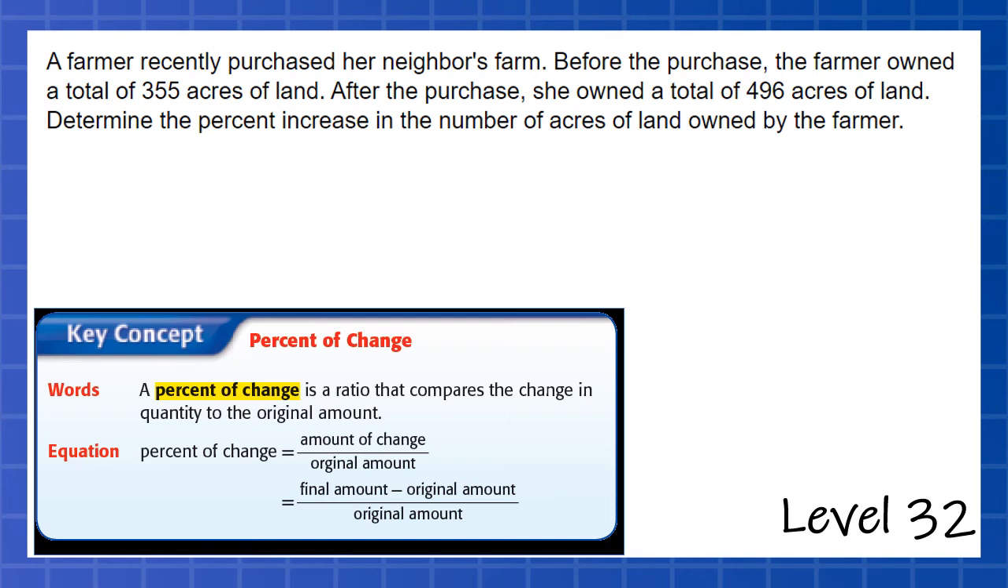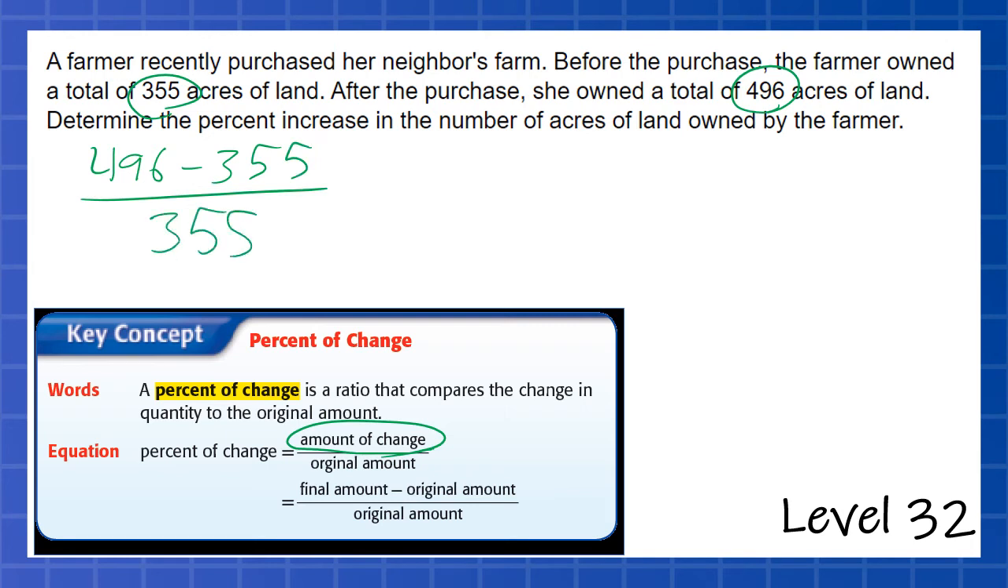Now, when we talk about percent increase, it's a percent of change. We need to make sure the number we put on top of our fraction is the amount of change. So she started with 355. She had 496. We're not just going to put 496 on top. That is the final amount, but that's not how much it changed. We have to subtract what she started with. And then we always divide by the original amount. And then that will give us a decimal, okay?